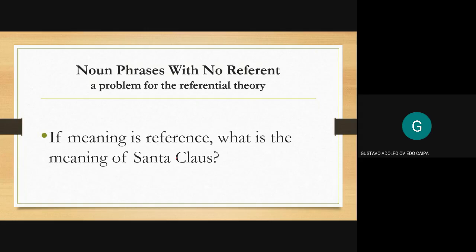That's what I'm trying to say with this question. Because Santa Claus is an imaginary character. He doesn't exist, right? Anyone that dresses like Santa Claus is just a person dressed as Santa Claus, but not the real Santa Claus. So, if meaning is objects in the world, then what is the meaning of Santa Claus? That's the problem that a lot of linguists see in the referential theory, and that's why they try to move on to other elements in meaning. Okay?